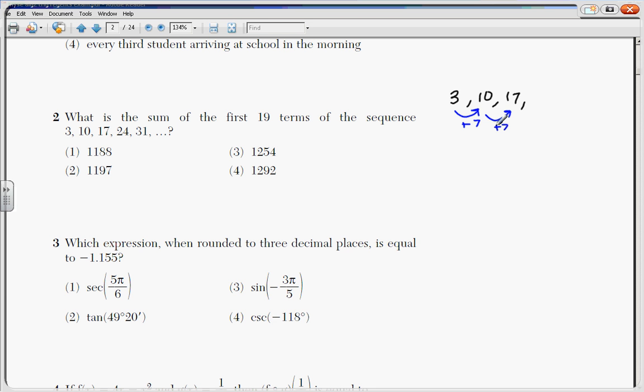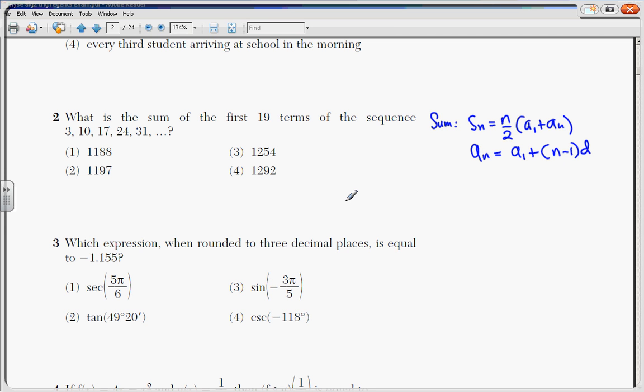One of them, the sum of a finite arithmetic series, is included in your reference sheet, but the nth term formula is not included. So these are the two formulas you need to know. The sum formula is Sn equals n over 2 times a1 plus an. This one is included in your reference sheet, but the nth term formula, an equals a1 plus n minus 1 times the common difference, is not included. These are the two formulas required to do problems involving arithmetic series.